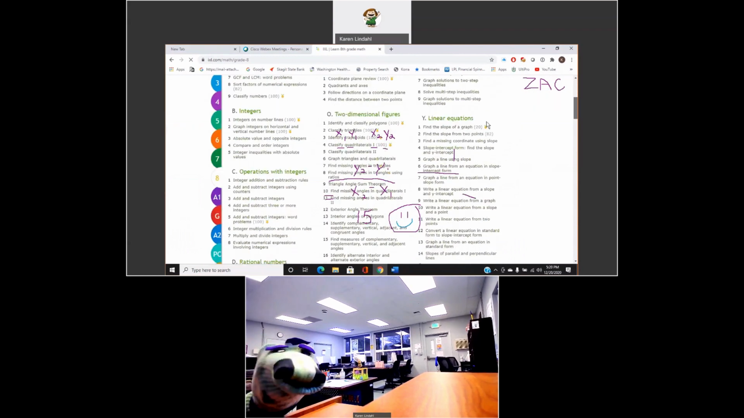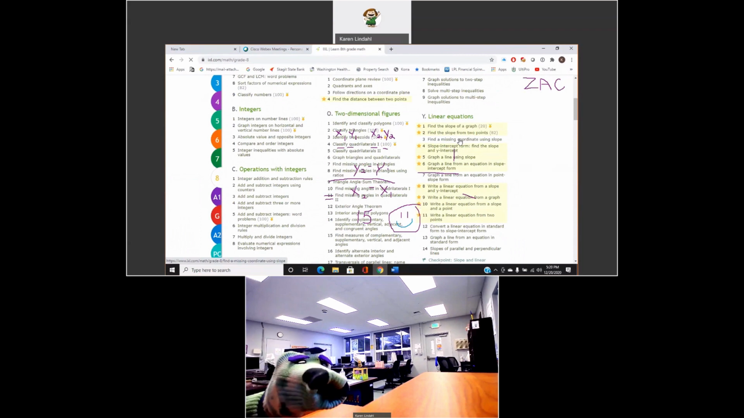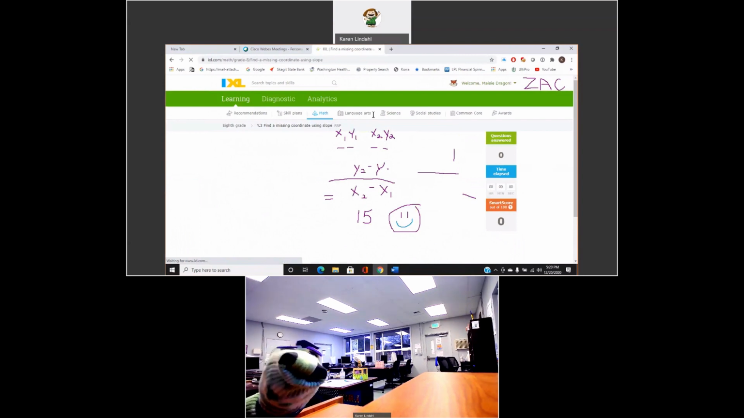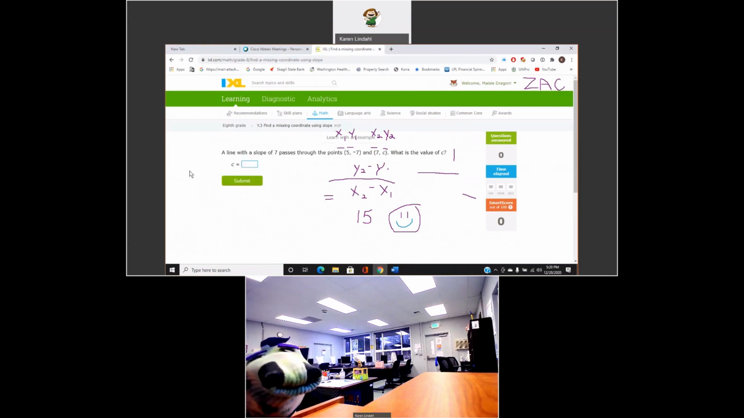Well, that's bouncy. Okay. So the third one is going to be this one with no star. It's kind of scary. Find a missing coordinate using slope. So we have the x sub 1 and the y sub 1 and the x sub 2 and the y sub 2, and we have it all labeled there. And when we fill it in, it's going to look a little different. So let's underline these.